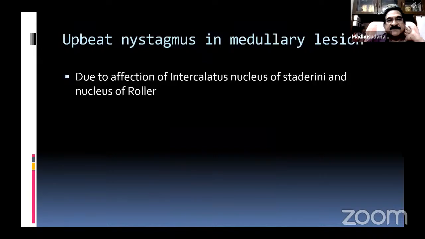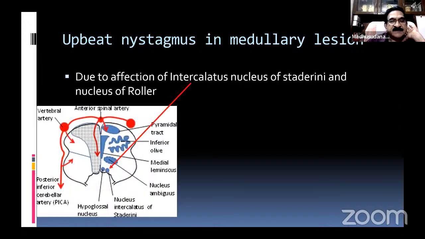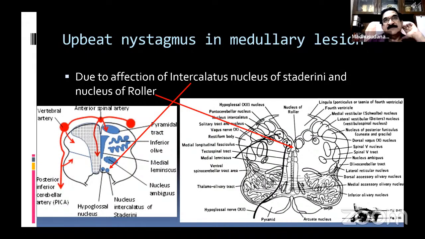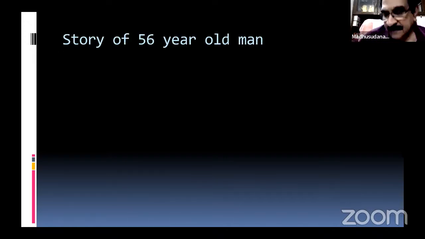This is due to the affection of the intercalatus nucleus of Staderini, I cannot say how to spell that, and the nucleus of Roller. The other is the nucleus of Roller, which last class I told you is the pathway which inhibits the flocculus, which in turn inhibits the secondary canal pathway from the VOR. Last class I told you about that pathway. So this is the particular nucleus, a lesion of which can produce an upbeat nystagmus.